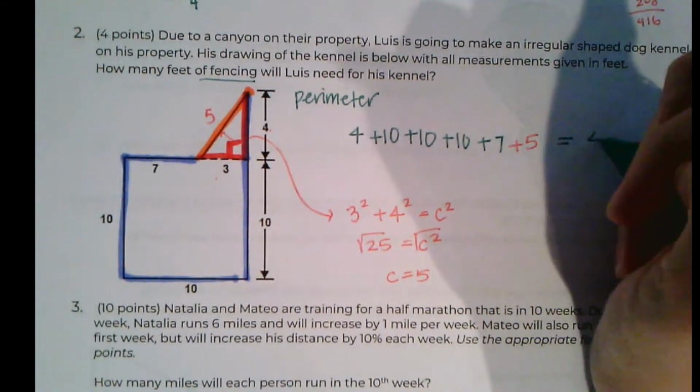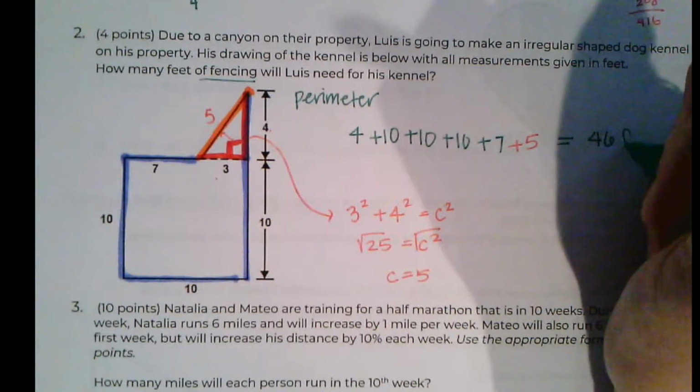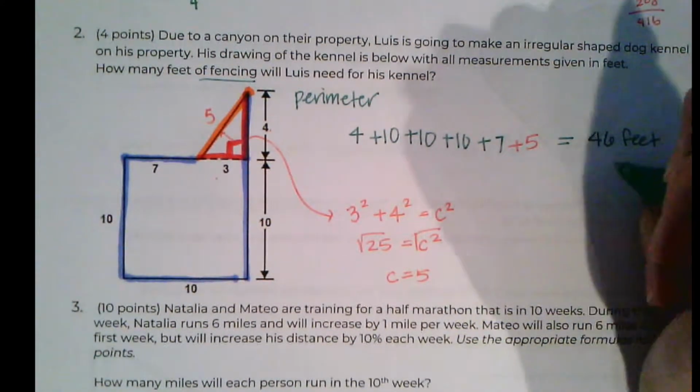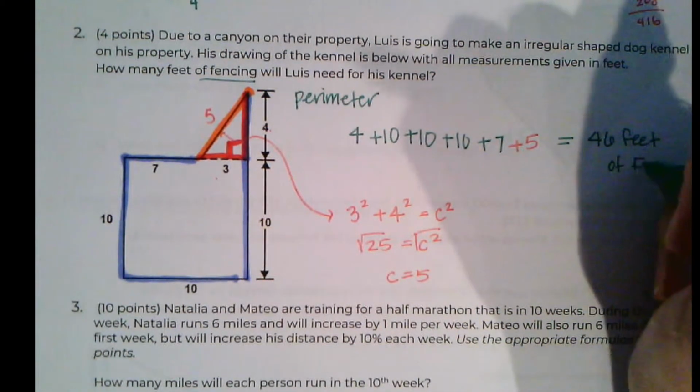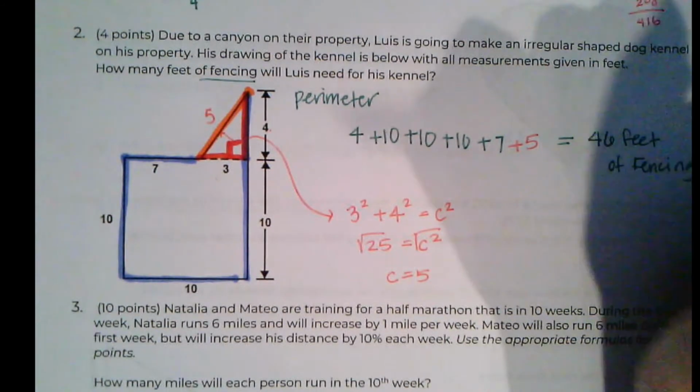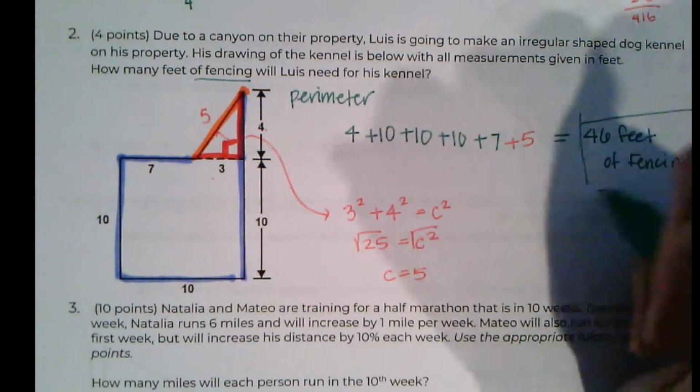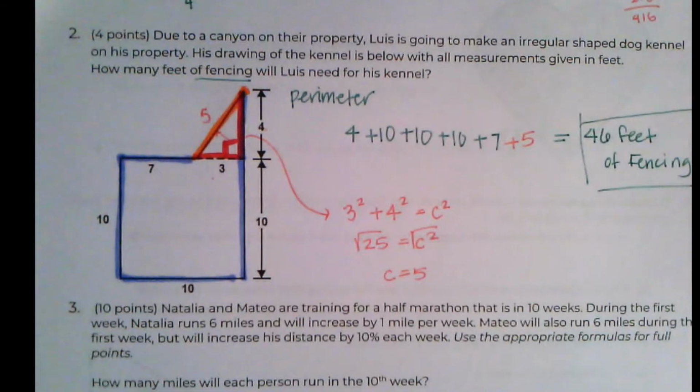If this was 41, now it's 46, and I need to make sure I give my units. And they told me this was all in feet. So he needs 46 feet of fencing for his dog kennel.